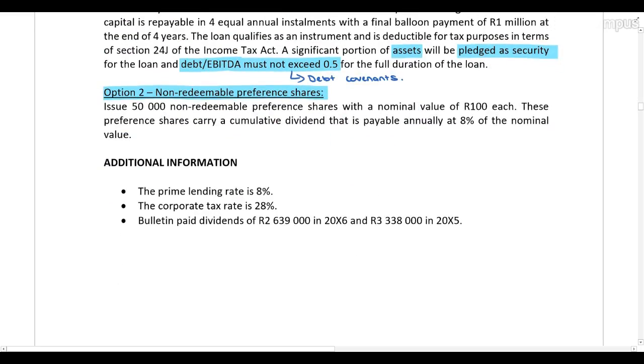Then finally, we have some additional information. The prime lending rate is 8%. The corporate tax rate is 28%. And Bulletin paid dividends of 2,639,000 Rand in 20X6 and 3,338,000 Rand in 20X5. All right, so that's all of the information that we've been provided with in the scenario.